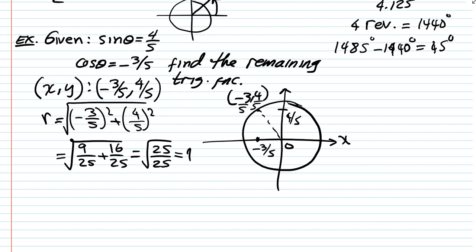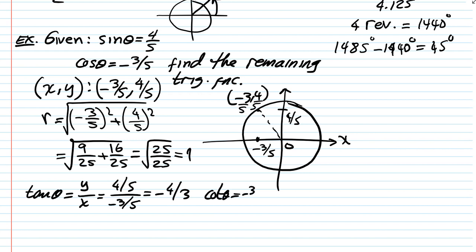Now, because these are points on a unit circle, therefore now I can do tangent would be y over x, or you can use ratio identities. At this point, you have a lot of tools at your disposal. So if I go the ratio y to x, I can go 4/5 over negative 3/5. So that's just going to be negative 4/3.